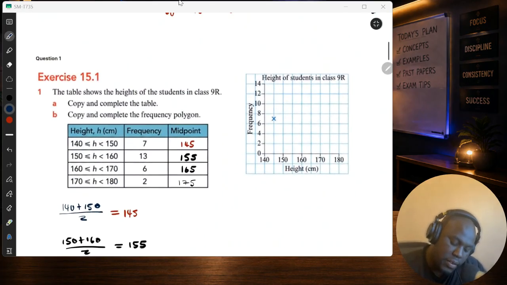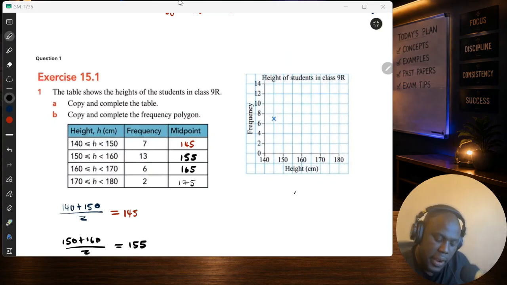So anyway, now we sketch. We know that frequency goes on the y-axis. Then whatever was in here goes on the x-axis. So here it's height. Okay? And we start at the smallest for the x-axis. For the y-axis, we start at 0 for frequency. But for the x-axis, we start at the smallest and go to the biggest, so it's 140 all the way up to 180. Then here it's 0 up to what is the biggest number? It's 13, so you can end at 14. Now let's start to sketch.